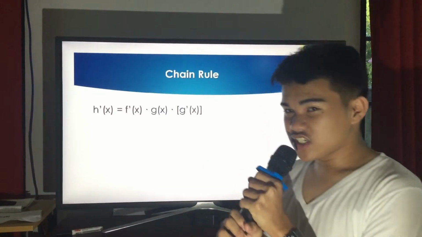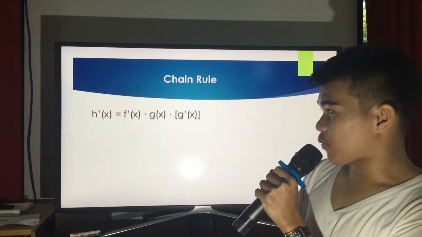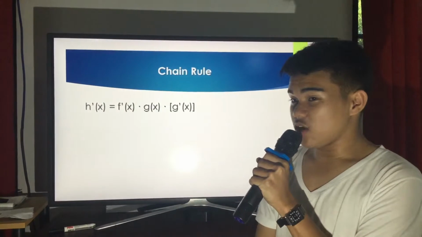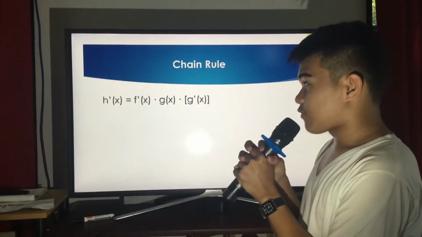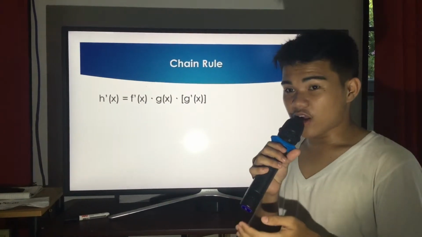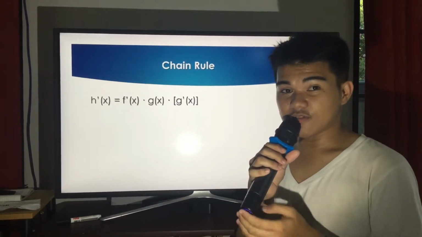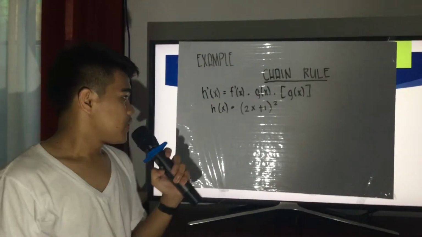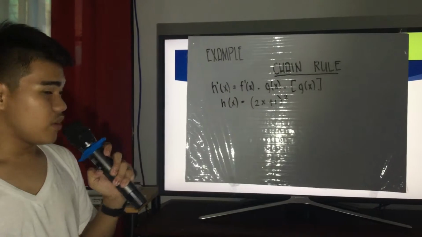So the next differentiation rule is the chain rule. For the formula, we have h prime of x equals f prime of g of x times g prime of x. So therefore, h prime of x equals the derivative of the outer function, leaving the inside function alone, times the derivative of the inside function. So we have here an example. h of x equals the quantity of 2x plus 1 squared.